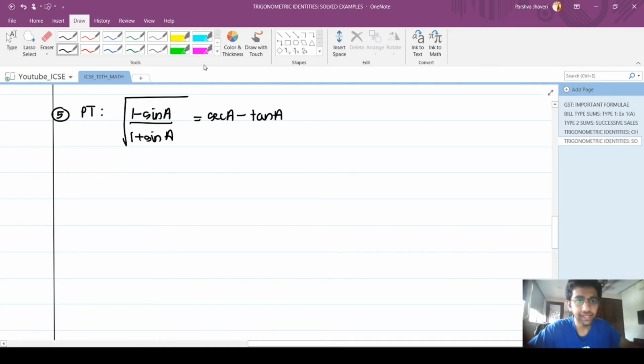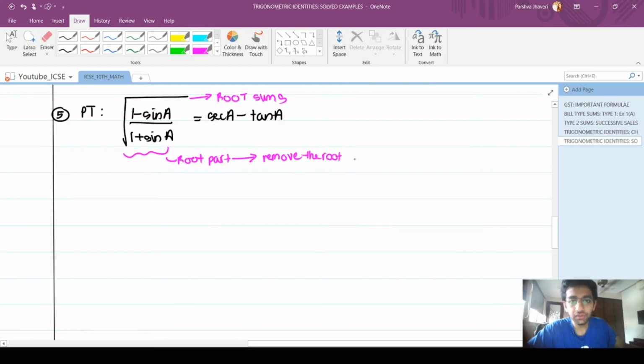Next, we will be dealing with root sums. I call these root sums. Why? Because you can see the root over here. Now, in root sums, always start with the root part. Whenever we see a root part, we want to remove the root.